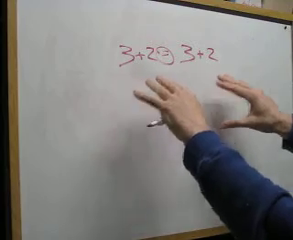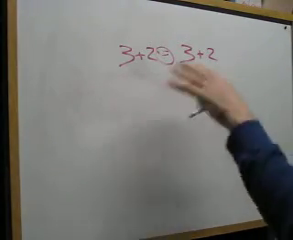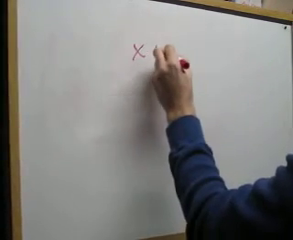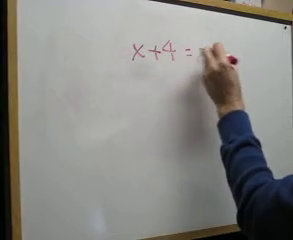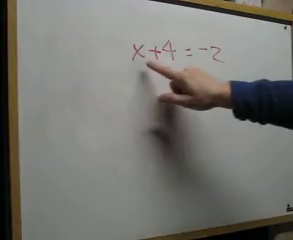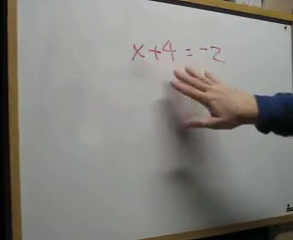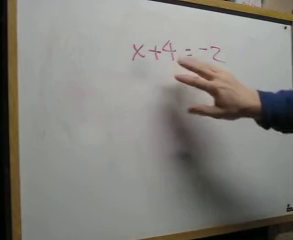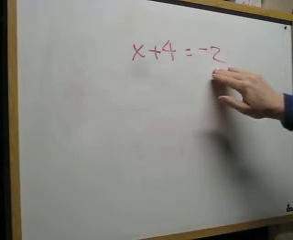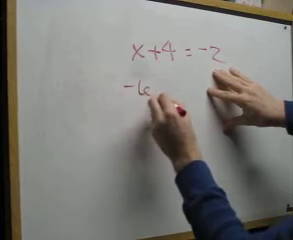Is this a true statement? If it is, then you can do that particular procedure. So, for example, if I have x plus 4 equals negative 2, well, what does this x have to be in order to make this a true statement, or equal to negative 2? Well, it ends up being negative 6.